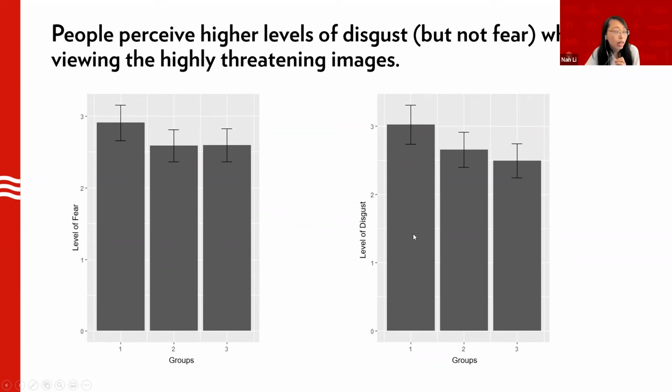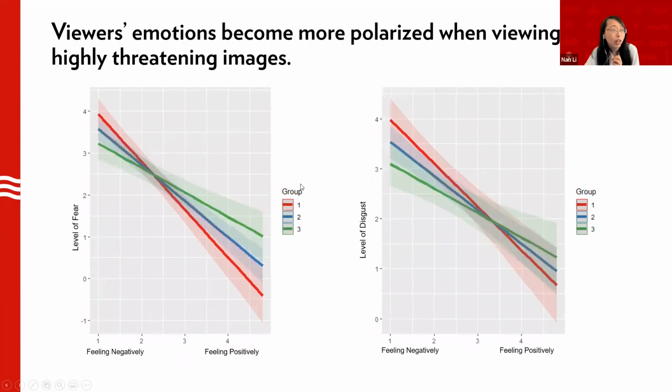However, here, if you look at the level of disgust, people who are seeing those highly threatening images definitely feel more disgust than those who are seeing the least threatening images, right? So those visually appealing, visually friendly images don't make people feel any disgust, or less disgust, actually. And so here is something very interesting, and I wonder what you guys feel about it.